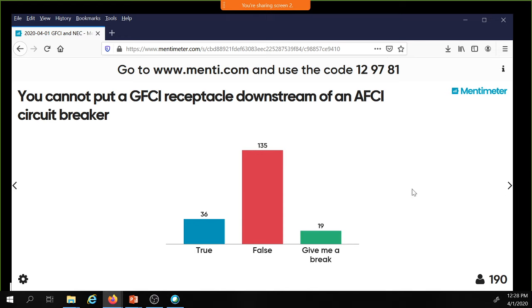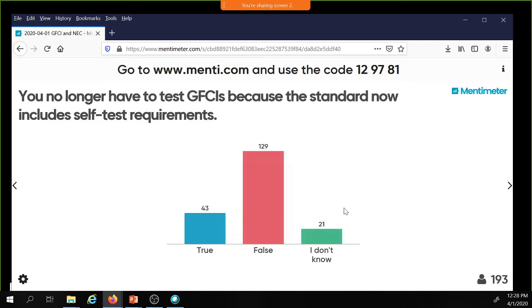Right. Let's go through another question. You no longer have to test GFCIs because the standard now includes self-test requirements. All right, so this is the new GFCIs on the market. I can't remember what year it was. I don't know if Jeff Fecteau's out there. He probably knows the year. I don't know if it was 2014 or 15 or somewhere in that ballpark. 2015, Mr. Nihad El-Sharif. Thank you very much.